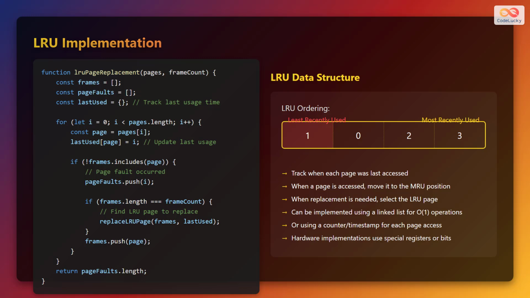We can visualize the LRU data structure, which consists of the pages 1, 0, 2, and 3. Note that the least recently used is on the left and the most recently used is on the right. To implement LRU, we track when each page was last accessed. When a page is accessed, we move it to the most recently used position. When replacement is needed, we select the least recently used page. It can be implemented using a linked list for order of 1 operations, or using a counter or timestamp for each page access. Hardware implementations make use of special registers or bits.